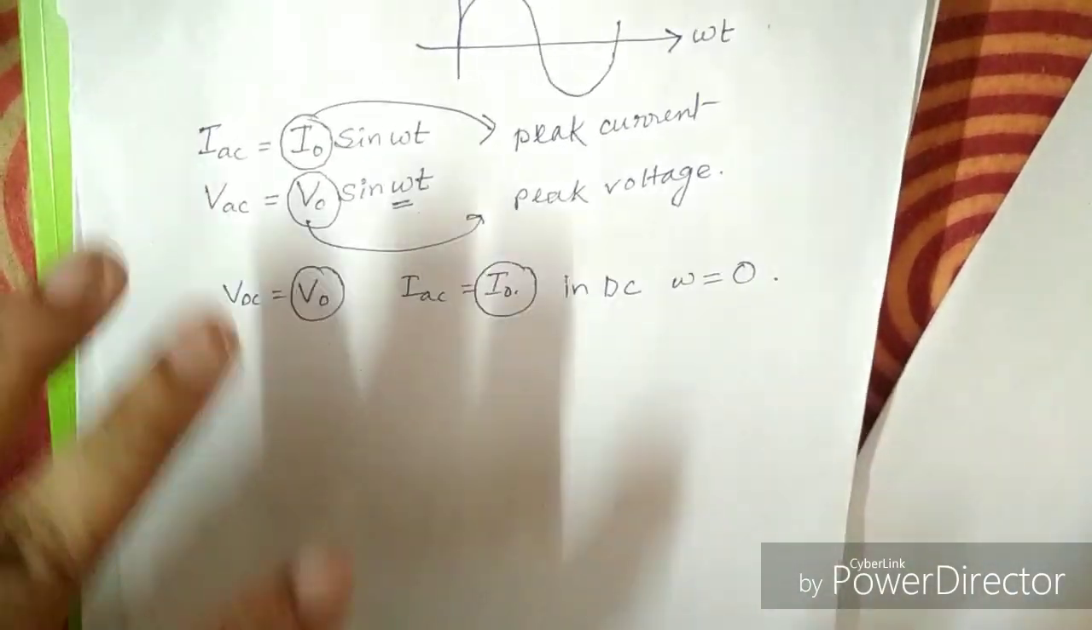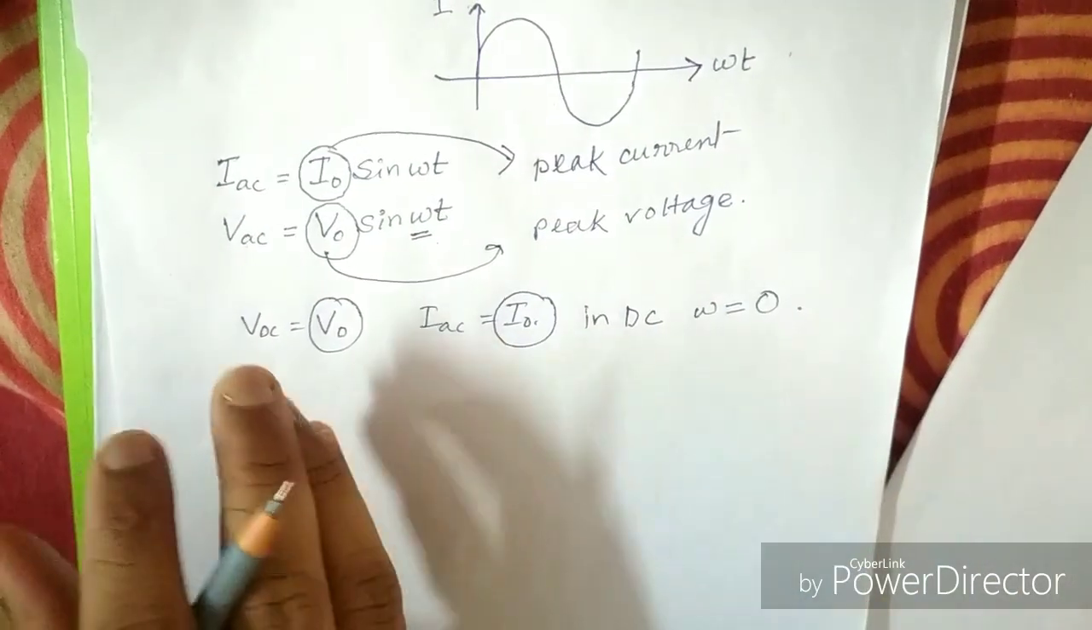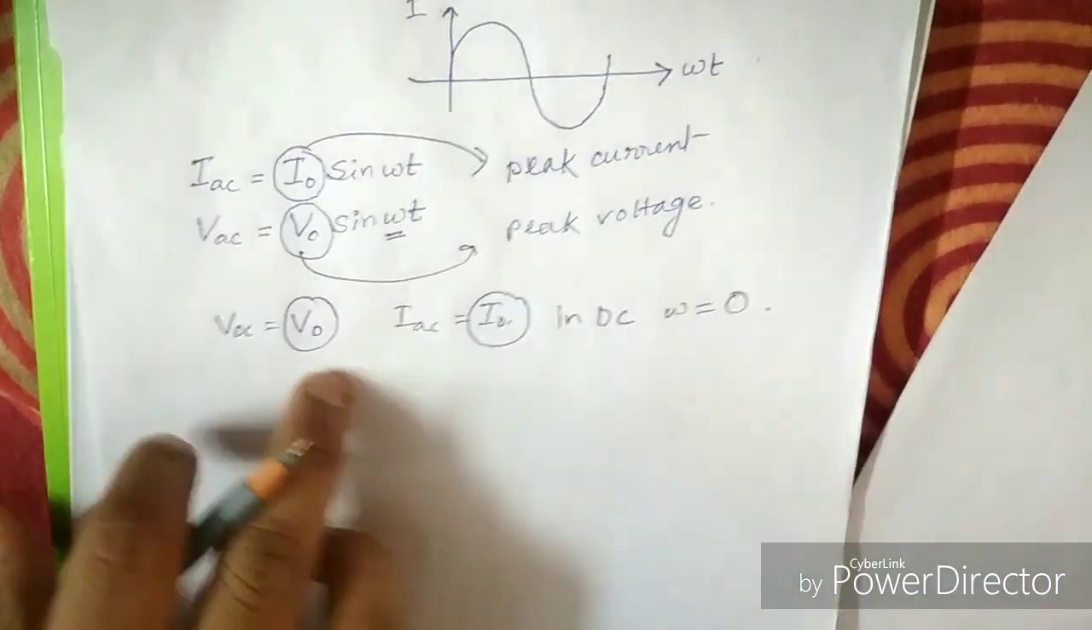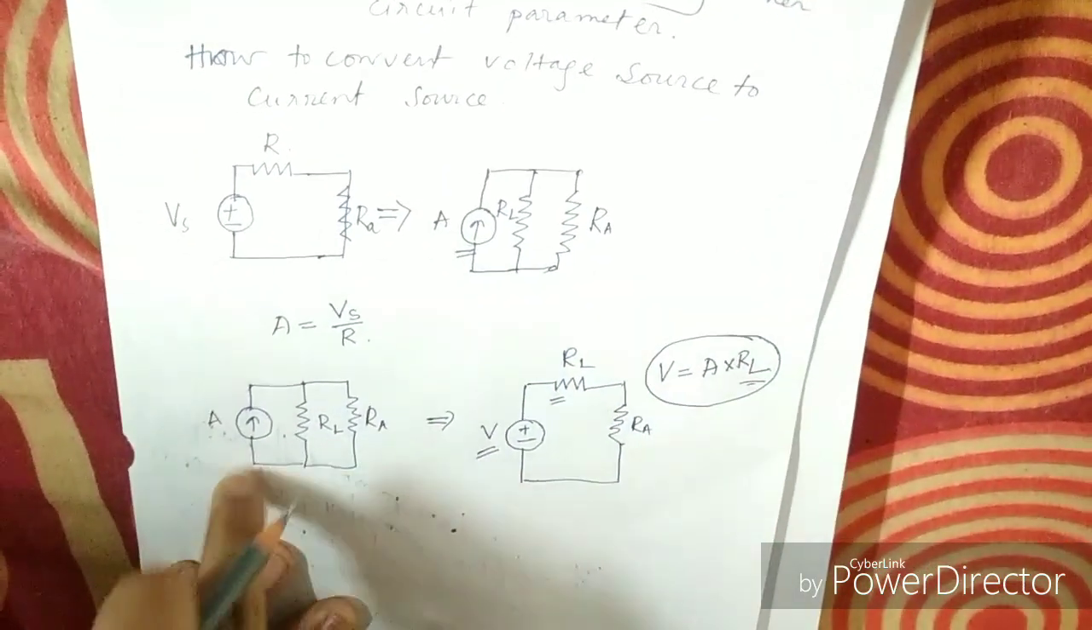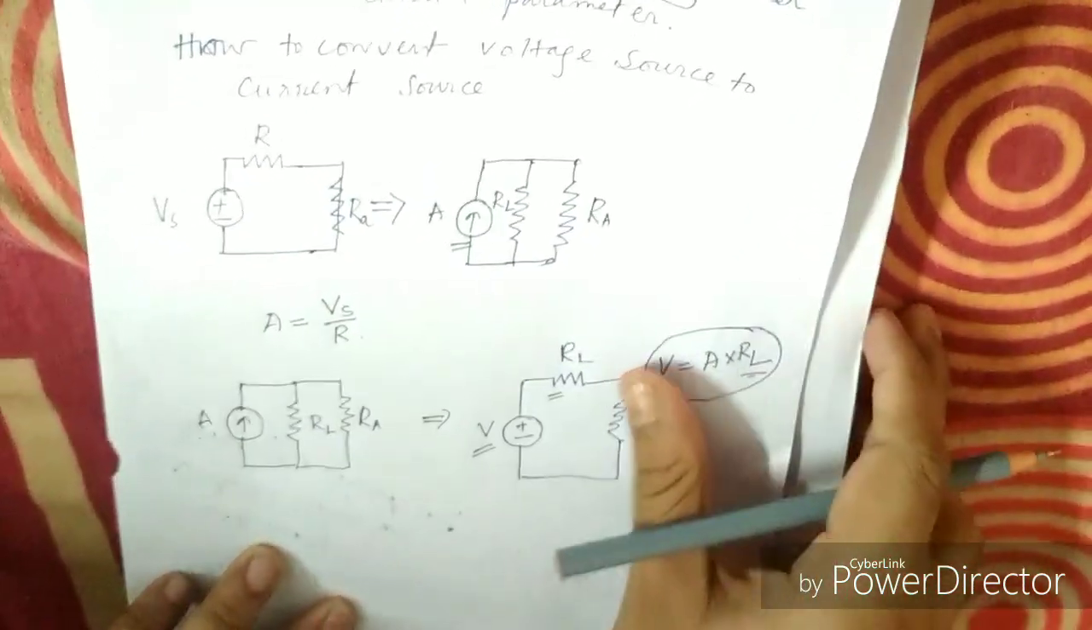So these are the fundamentals of AC source and DC source, and we also covered voltage source to current source conversion and current source to voltage source conversion.